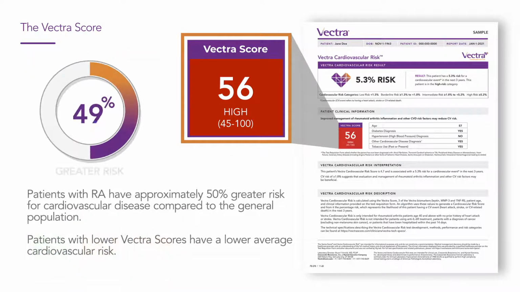Patients with RA have approximately 50% greater risk for cardiovascular disease compared to the general population. Patients with lower Vectra scores have a lower average cardiovascular risk.